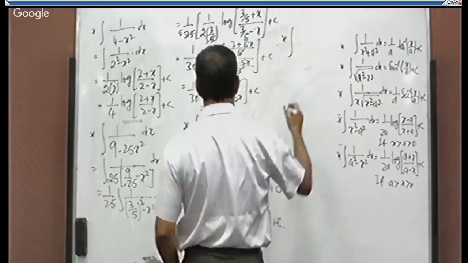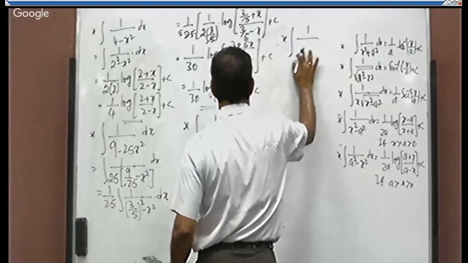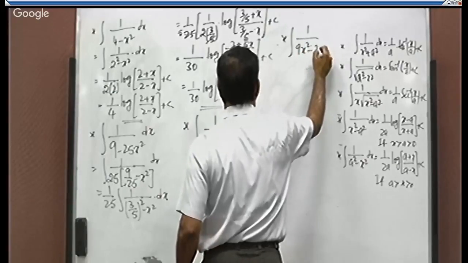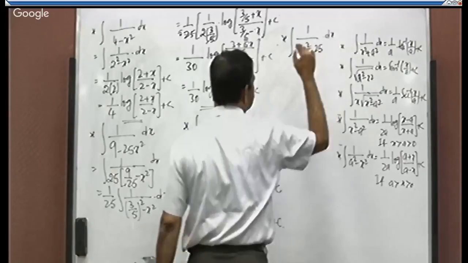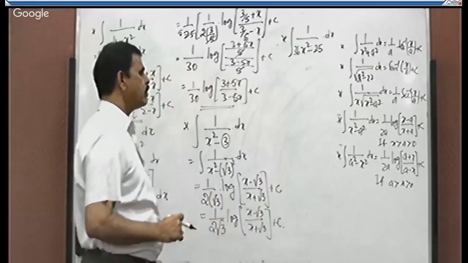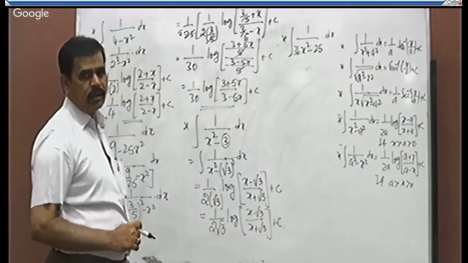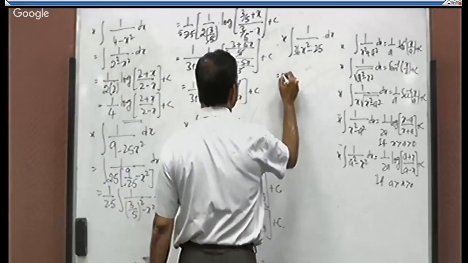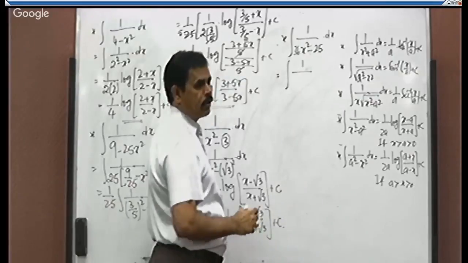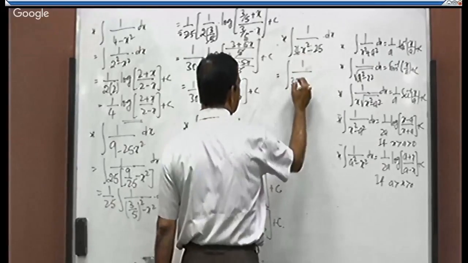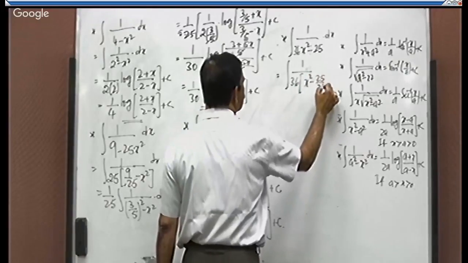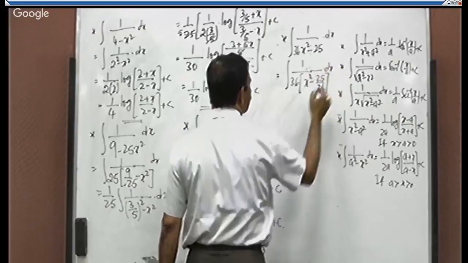Next, integration of 1 divided by 9x square minus 25 into dx. Or you can take 36x square minus 25 into dx. This becomes what? I need x square minus a square form. Correct? So along with x square, we have 36. You take it as common. 36 into x square minus 25 by 36 into dx.